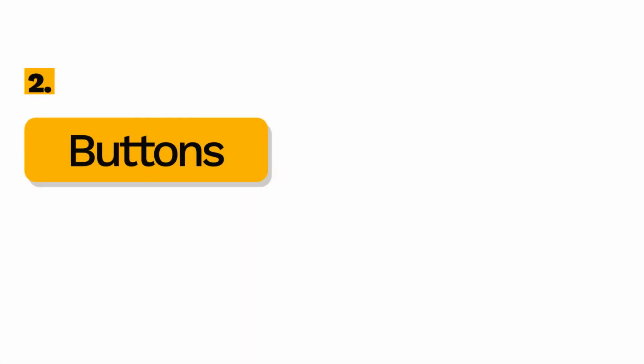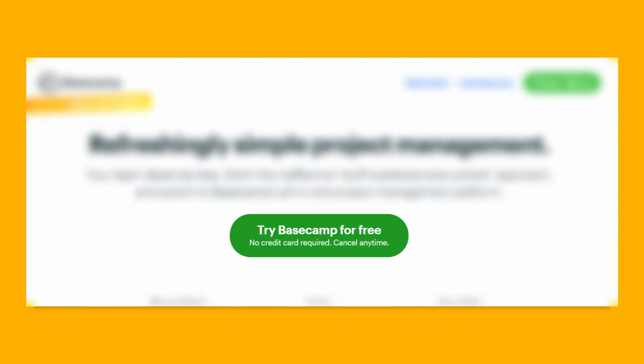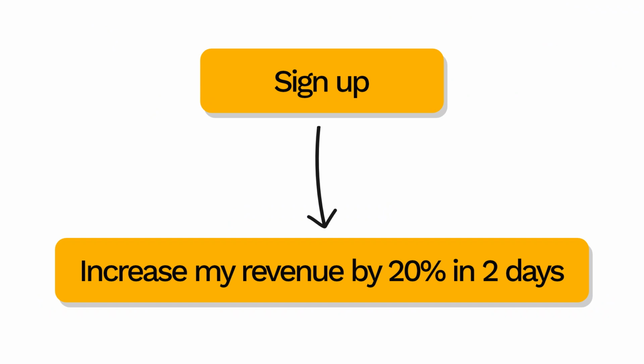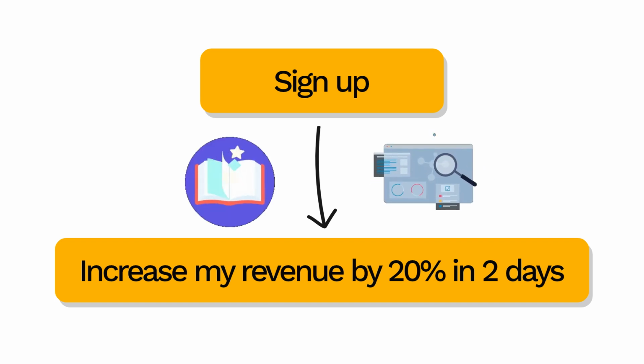Buttons. A UX writer is responsible for writing the microcopy for buttons, as they are crucial elements to direct the users to a certain desired action. For example, they can transform a CTA button copy from something very regular, like "sign up," to "increase my revenue by 25% in 2 days." The latter is a potentially better way based on user research and best practices.